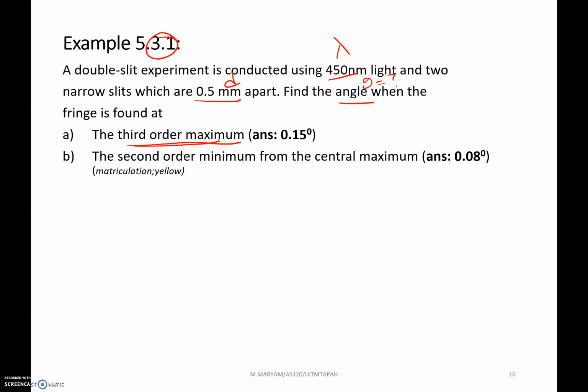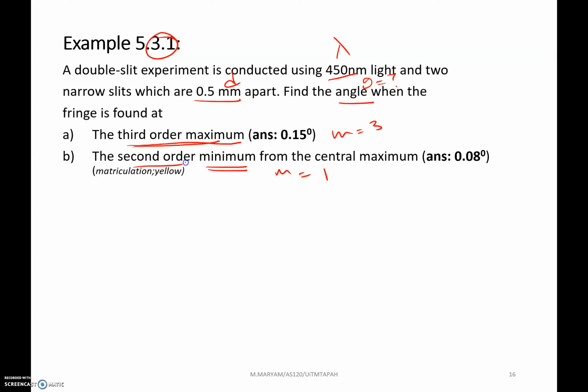Now, still remember what I've taught you before. For maximum, m starts from 1. So if it wants the third order maximum, your m would be 3. Now for B, they want the second order minimum from the central maximum. Minimum is for destructive interference, maximum is for constructive interference. So the second order minimum, or the second order dark fringe, or the second order destructive interference, starts from 0. So 0, 1, meaning your m is equal to 1.